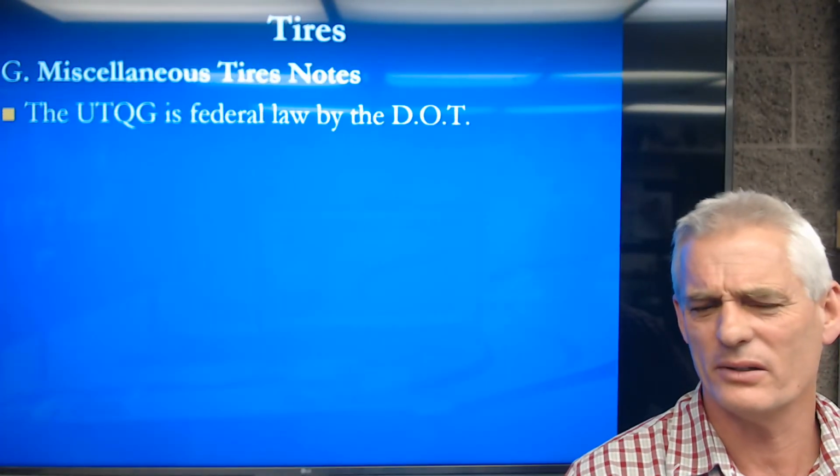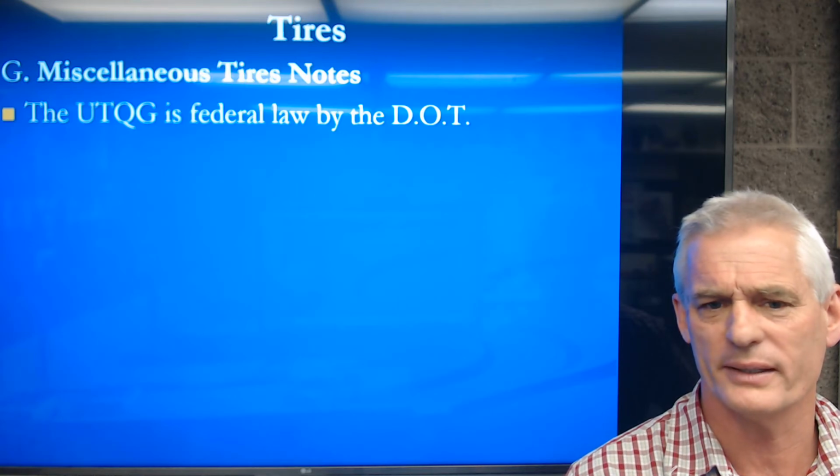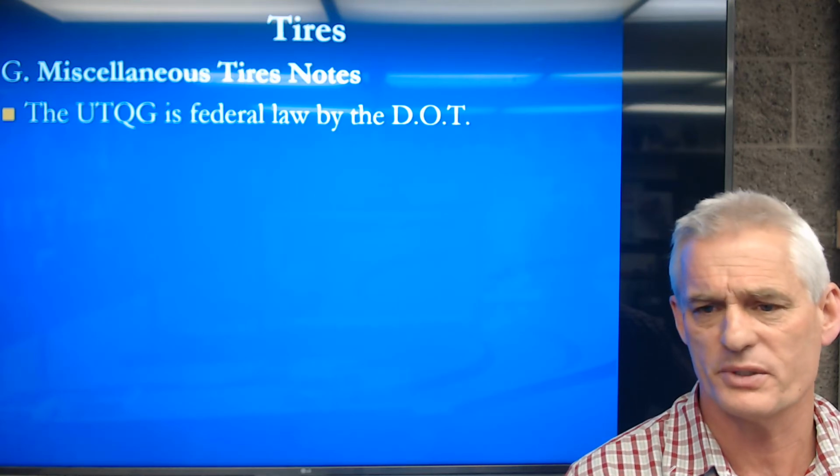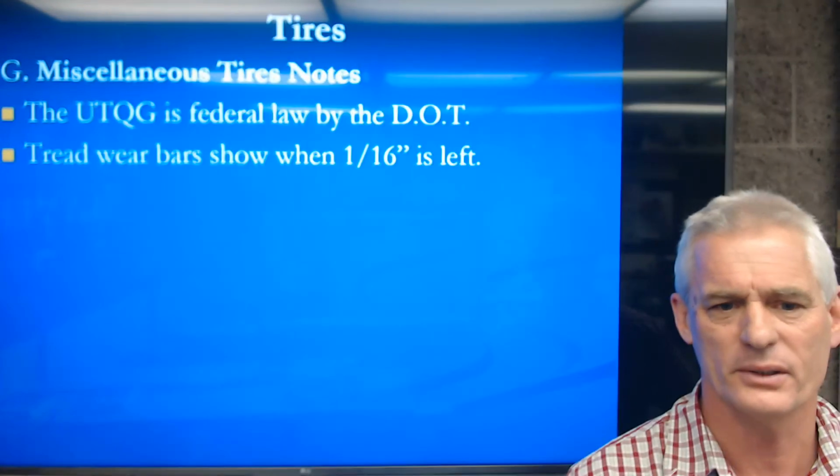So here's some miscellaneous tire notes. So first, the UTQG, Uniform Tire Quality Grading System, is a federal law by the Department of Transportation. I already said that, but anyways.